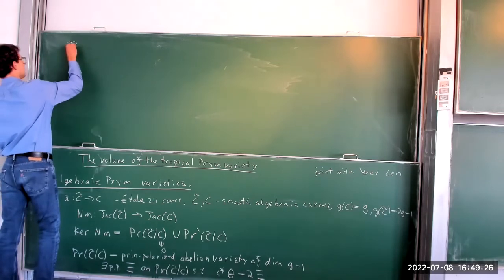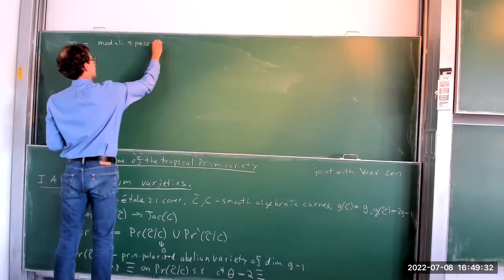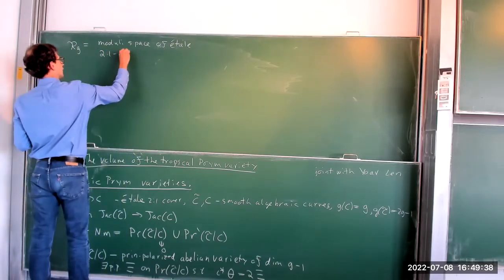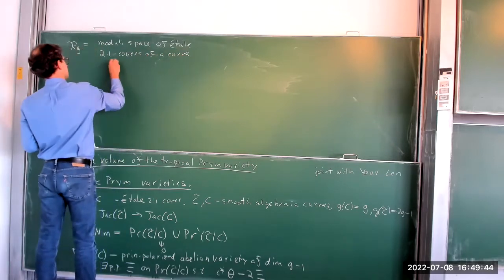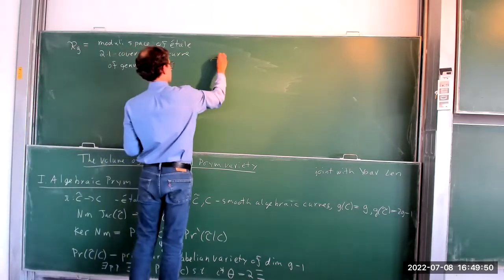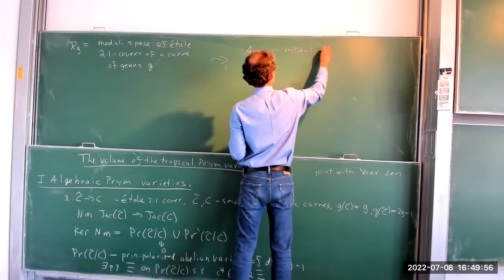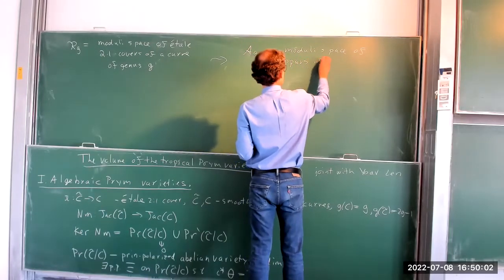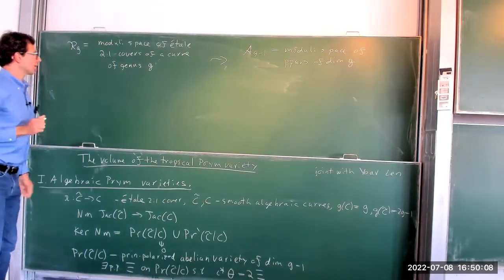So if you think about R_G, this is going to be the moduli space of étale 2-to-1 covers of a curve of genus G. Then the Prym variety construction gives you a map to A_{G-1}, which is the moduli space of PPAVs of dimension G-1. So this is called the Prym-Torelli map.